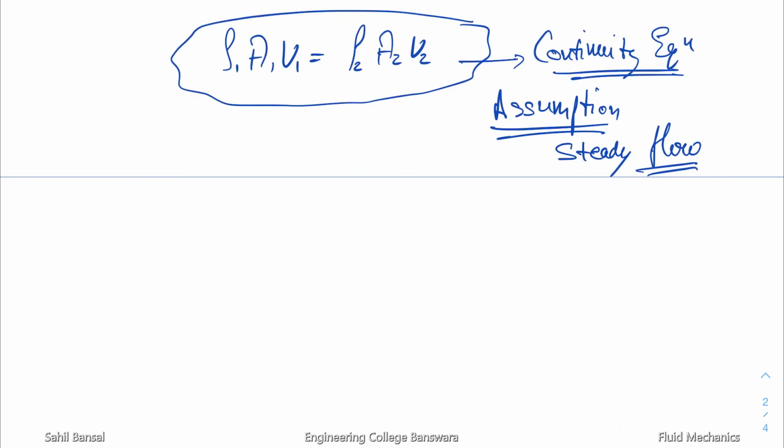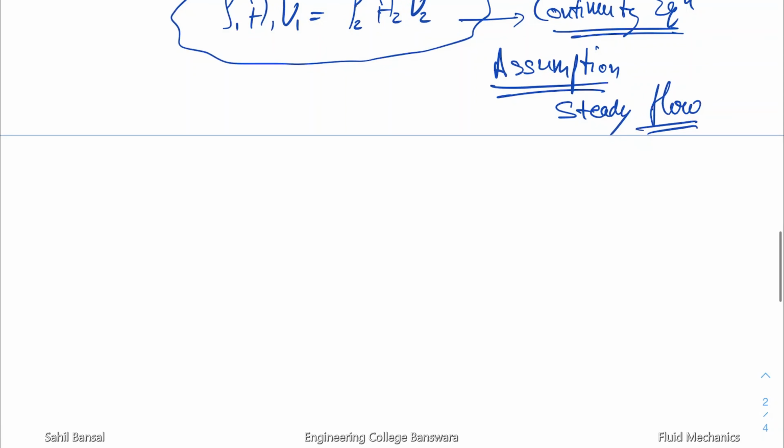If you are solving any numericals further in your studies, only if the flow is steady can you use this continuity equation. Otherwise there will be one more element that will come into picture. What's that? Rate of change of mass in control volume. We have put that to 0 in this case.